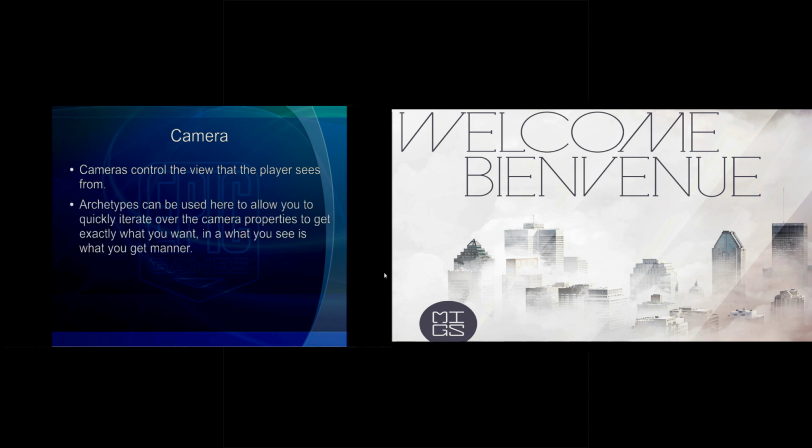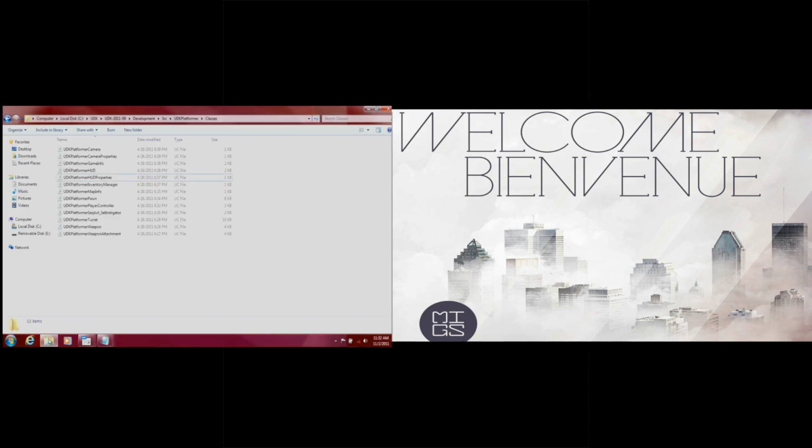And camera is just another actor, basically. It just exists somewhere in the world. It has a location, it has a rotation. And based on that location and rotation, it then says, this is where the player should be looking from. And again, you can create data classes, which you can then archetype. These will allow you to quickly iterate over how the camera behaves, and we'll see that very soon. But we'll just take a peek at the code.